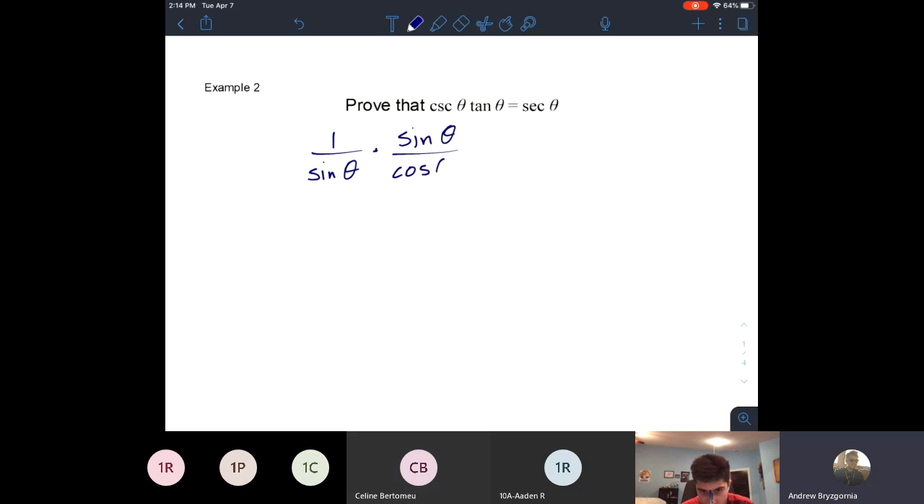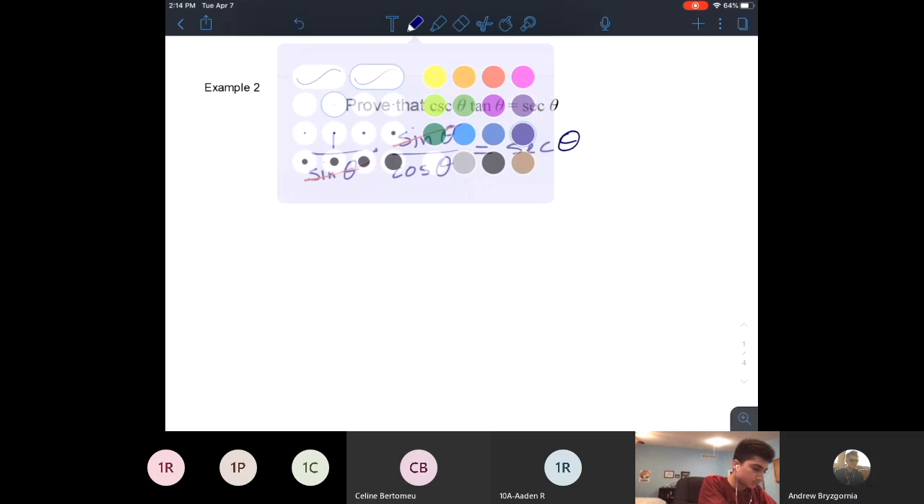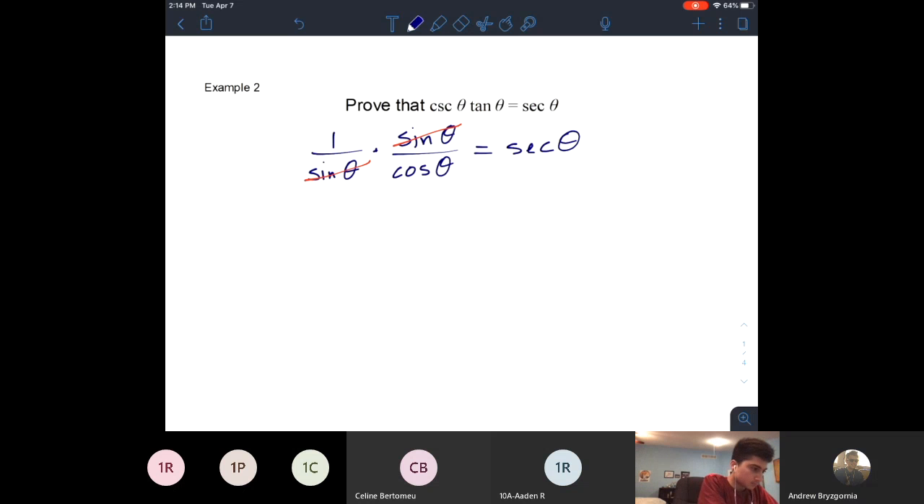And now that we write this out, I'm going to keep the right side the same. Now we can see that over on the left side, something's going to cancel. We can get rid of sine of theta on the top and bottom. And now over on the left side, we will have 1 over cosine of theta equals secant of theta. Are those equal to each other?